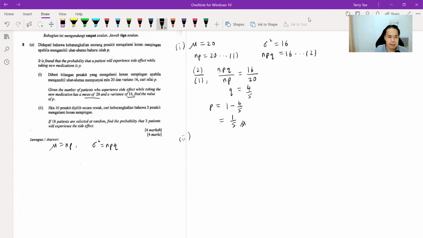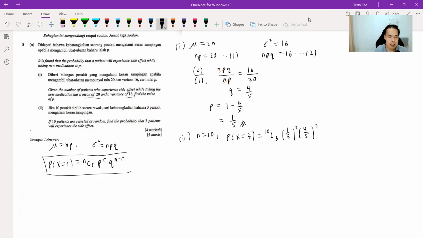Okay, Roman 2. If 10 patients are selected at random, find the probability that 3 patients will experience side effect. So my N is now 10, my P is 1 over 5. You want 3 patients to experience side effect. So 10C3, P power 3, Q power N minus R. I hope you remember the formula. Let me write it over here: P(X equals R) for binomial is NCR, P power R, Q power N minus R. So if your N is 10, N minus R will be 7, right? Your P is 1 over 5, your Q is 4 over 5.